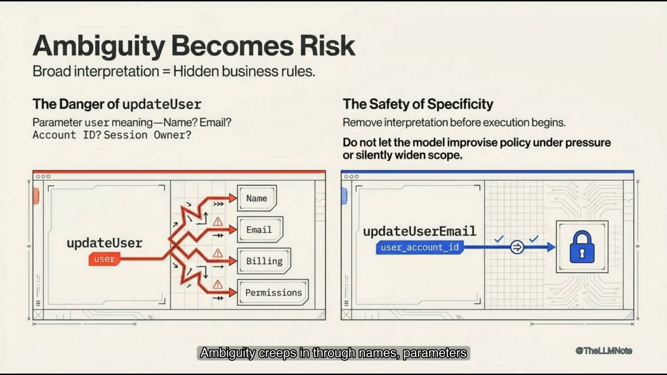Ambiguity creeps in through names, parameters, and hidden rules. A tool named Update User seems harmless at first glance, but it can change billing status, permissions, or personal data. The parameter called user is unclear. It could mean name, email, account ID, or session owner. Safe descriptions eliminate ambiguity before execution starts. This prevents the model from improvising policy under pressure. It also stops the model from silently expanding scope.